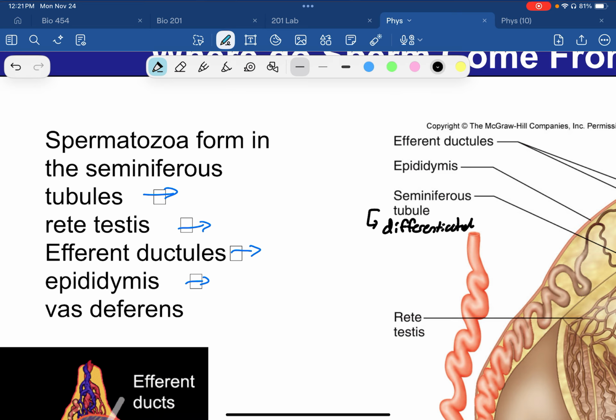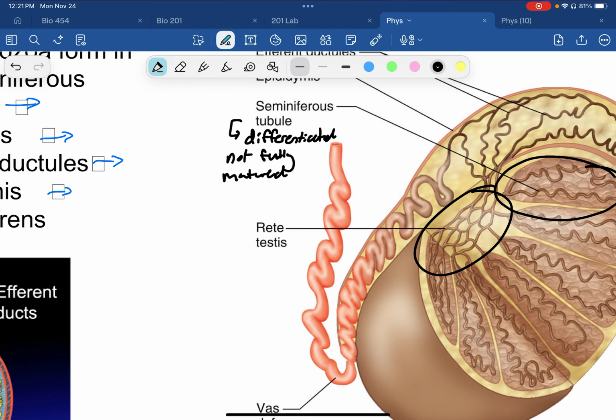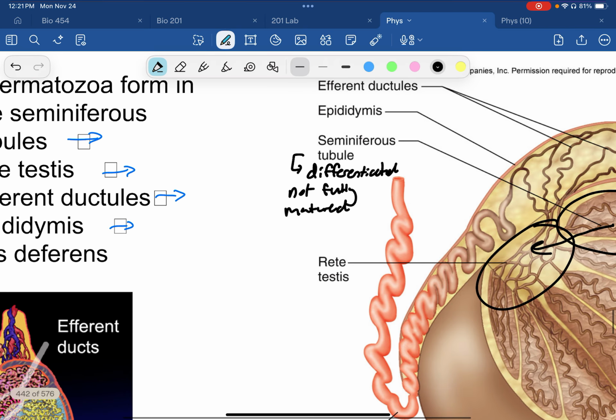That means that they're committed to becoming sperm, but not fully matured. So they can't swim on their own yet or fertilize anything. And then they move to the rete testis, which is right here. So they move into here, and here they can swim and they're almost mature, but not quite.